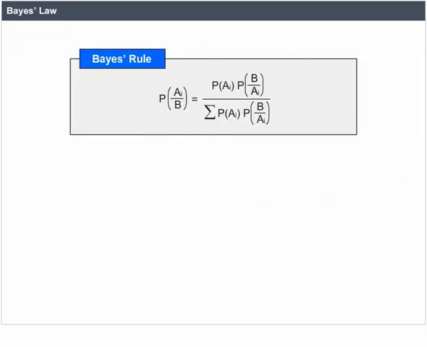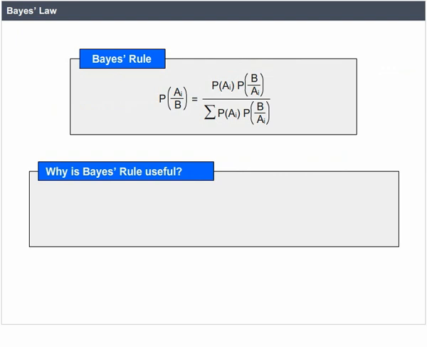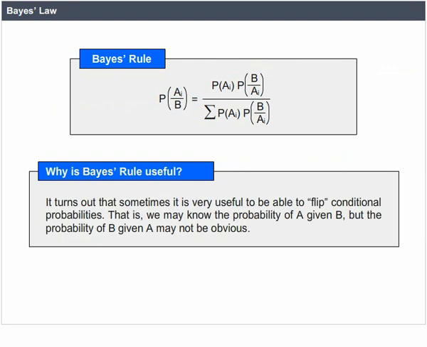Bayes rule: P of Ai given B is equal to P of Ai into P of B given Ai, divided by the summation of P of Ai into P of B given Ai. Why is Bayes rule useful? It turns out that sometimes it is very useful to be able to flip conditional probabilities.